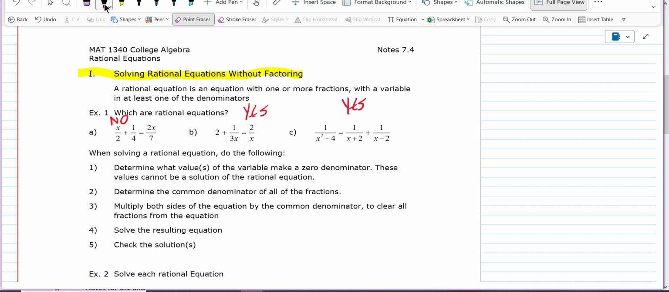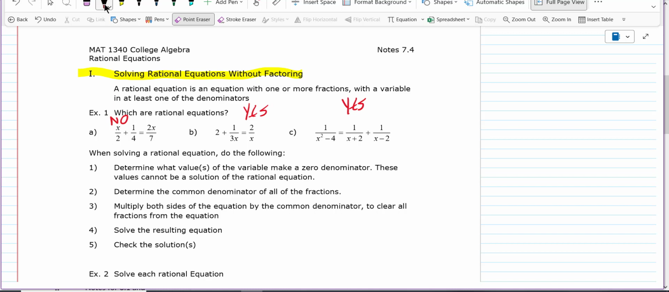So when you solve a rational equation, this is generally what you're going to do. You're going to determine what values, sometimes there's one value, sometimes there's no values, but sometimes there's more than one value that makes you have a zero denominator. If a value makes a denominator zero, then that cannot be a solution of the rational equation, so you can't use it.